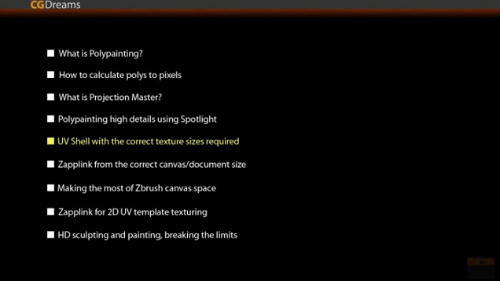Understanding the correct size of the textures needed for the funnel UV shells within a texture map was also looked at.